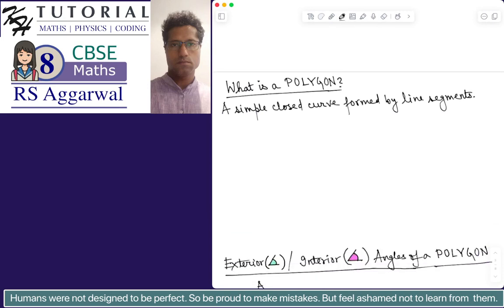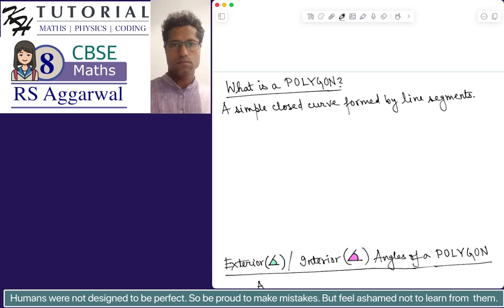Now we will see what is a polygon. A polygon is a simple closed curve formed by line segments. It is a closed curve, but it is formed by multiple line segments. Now, one thing to note is that a polygon is a closed curve. It is a simple closed curve. That is, it is a closed curve and it will not intersect with itself. That is why it is a simple closed curve, and it is formed by few line segments. That is, by joining one or more line segments.